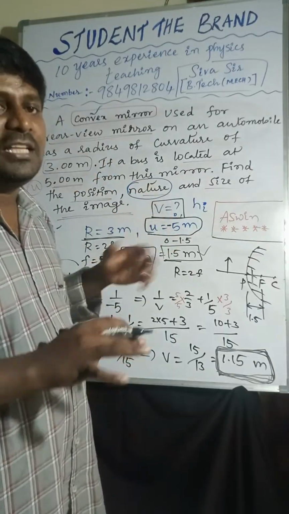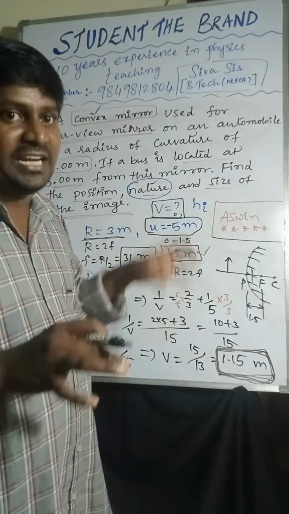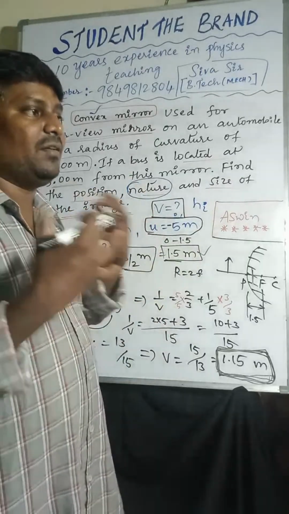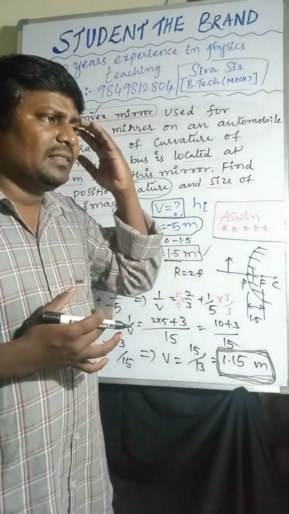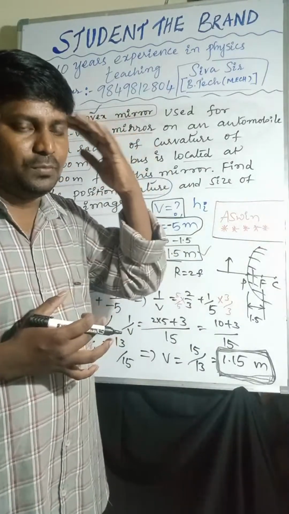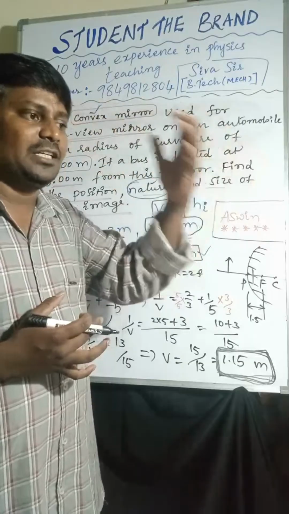Okay, so sign conventions play an extraordinary, major role. Many times, whenever you are taking the object distance and image distance, immediately the sign convention should appear here.